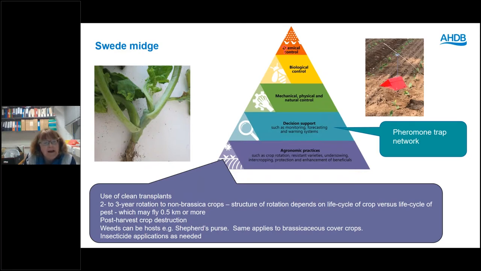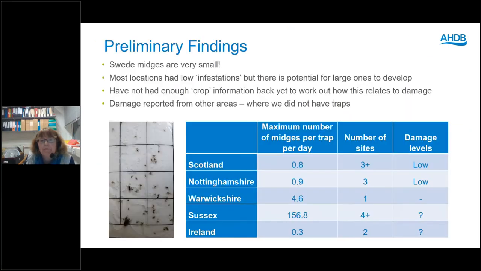Just to flag up in terms of management, it is a new pest in North America. So it got to North America fairly recently and has become a huge issue. And the things that they most strongly recommend are things at the bottom of the pyramid, and particularly rotation and isolation of new crops from old crops, which might be sources of the midge.